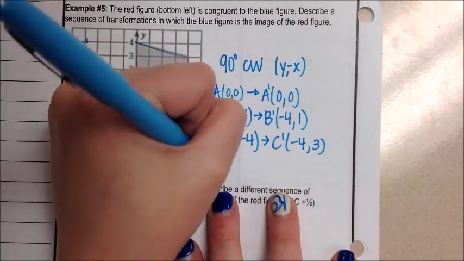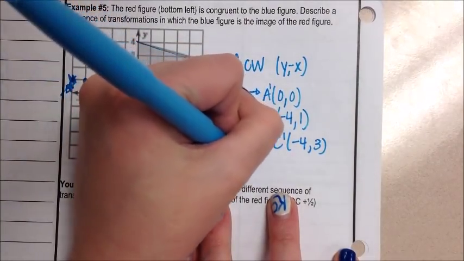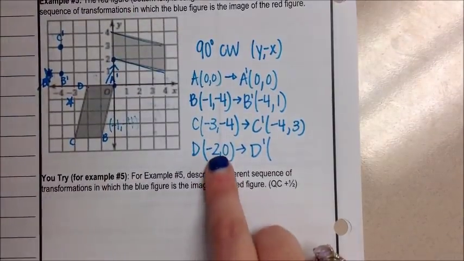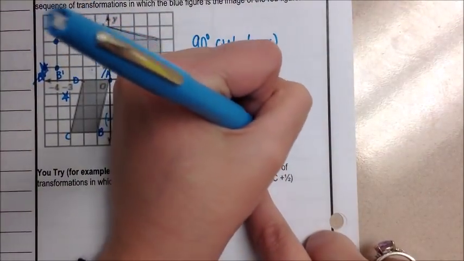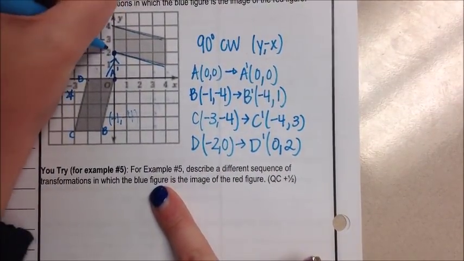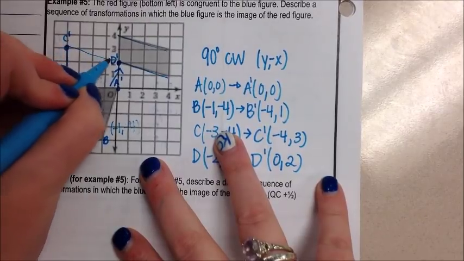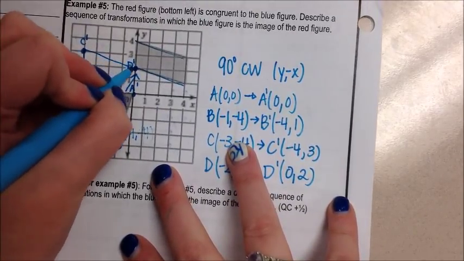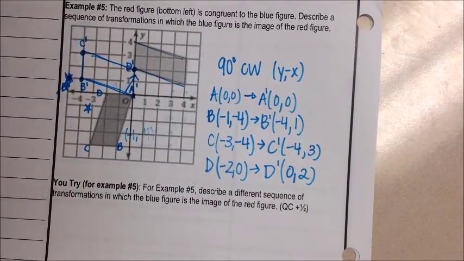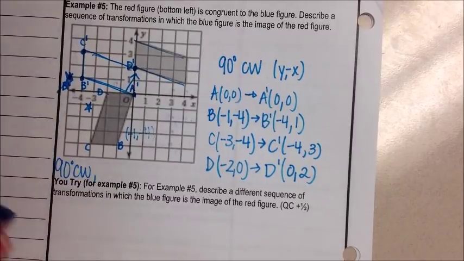And then my D started at (-2, 0). It's going to plot to 0, and then the opposite of negative 2 is 2. So here's where D prime is going to be. So here's my new figure. So far I've rotated 90 degrees clockwise.